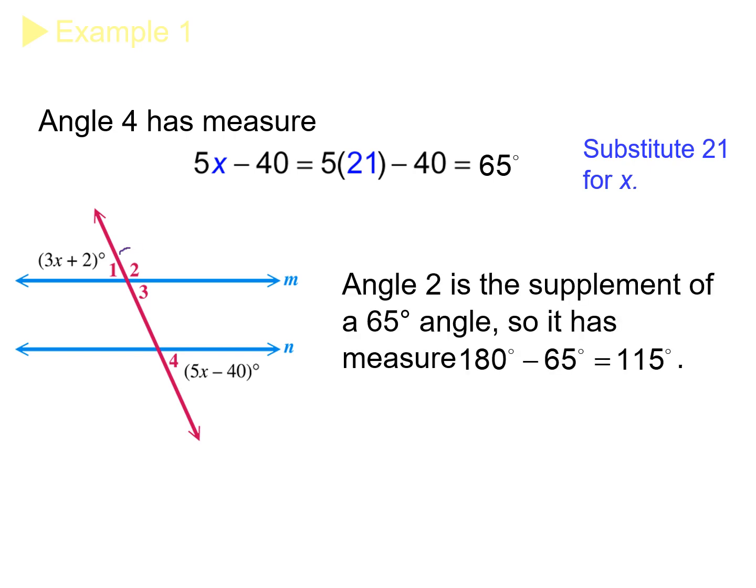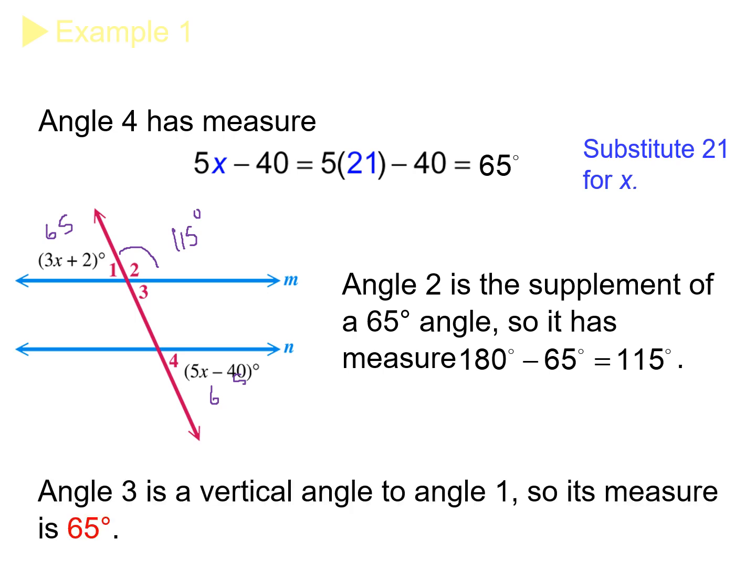Angle 2 is the supplement of my angle 1, which is 65. And so it is 180 minus 65, or 115 degrees. Angle 3 is a vertical angle to angle 1, so it is also a measure of 65 degrees.